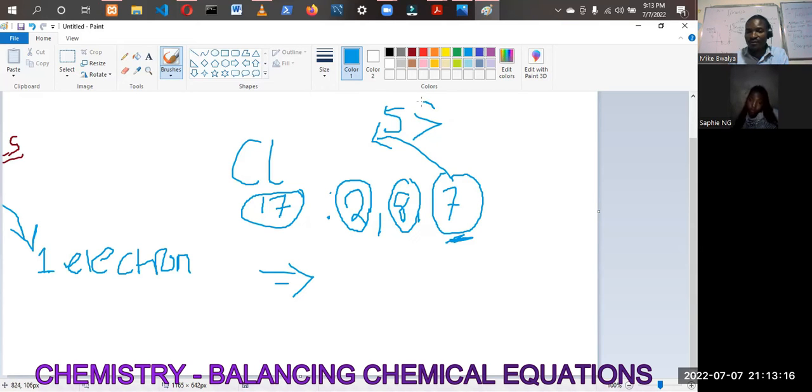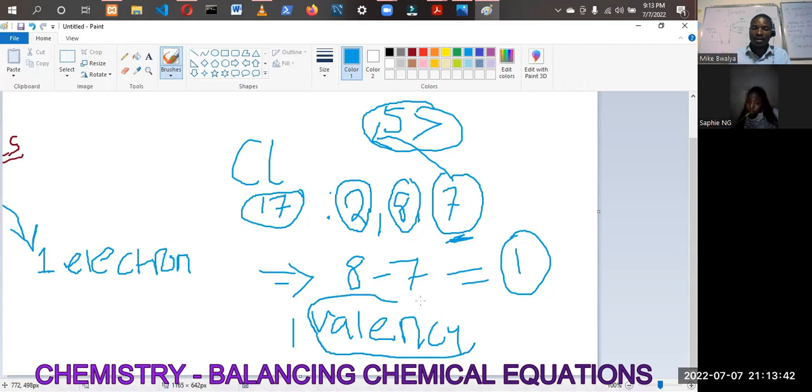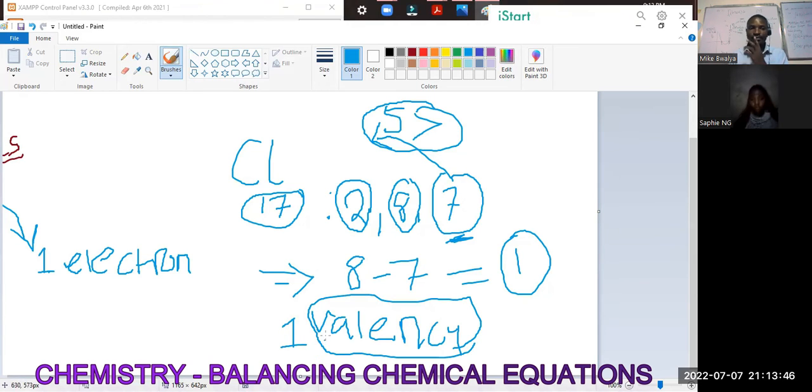So if the last number is 5 and above, then you have to say 8 minus that last number, which is 7. And then this gives us 1. Okay. That gives us 1. So meaning that chlorine has 1 valence. So chlorine has got 1 valence, okay. That's what you need to understand, okay.